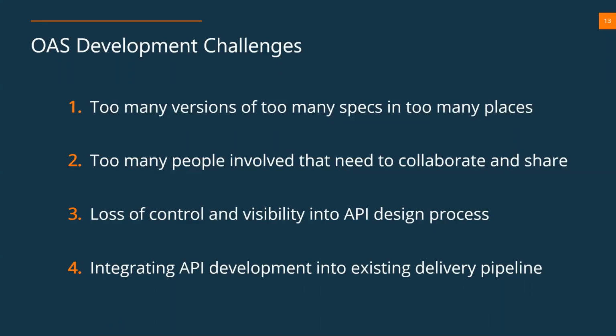And then the last point here is integrating API development into an existing delivery pipeline. So if we're generating these definitions or any code from them, how can we have that integrated into our delivery pipelines? So those are the four key challenges that will be common throughout a lot of the organizations that we would speak to.